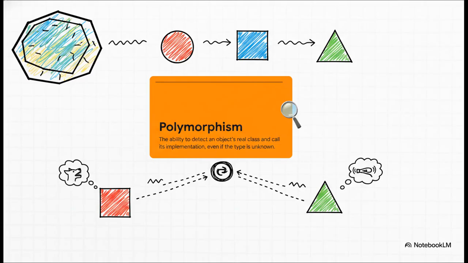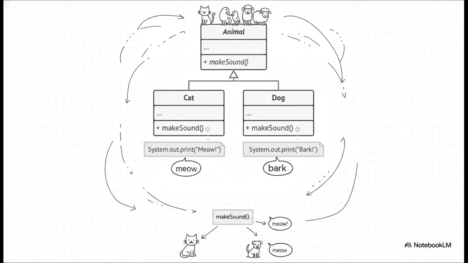And that brings us to our fourth and final pillar, polymorphism. It literally means many forms, and this is where your code starts to feel like it has a mind of its own. It's the ability to treat different objects in the same way, but have them respond with their own unique behavior. So check this out. Let's say you have a bunch of different animals, but you're just treating them all as generic animal objects. When you tell each one to make sound, polymorphism is the magic that makes sure the cat object actually meows and the dog object actually barks. Your main program doesn't have to know or care what kind of animal it is.